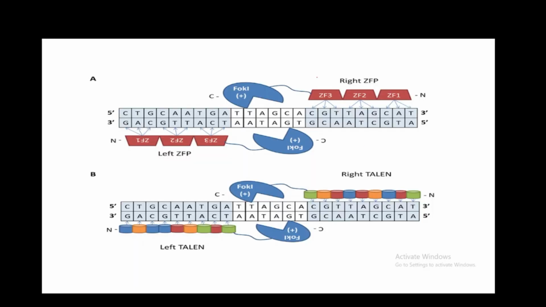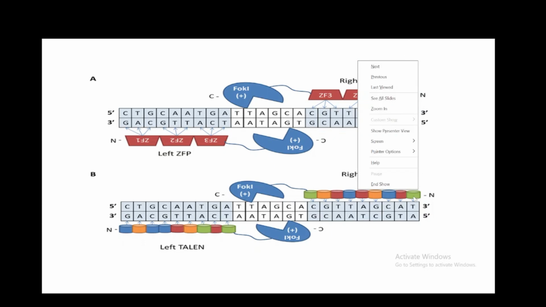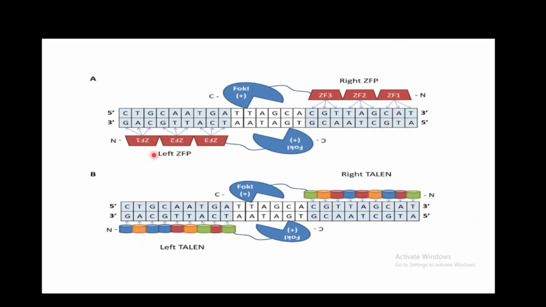So you need to design two sequences. One is the left ZFP, which will bind to the non-coding strand, and the right ZFP, which will bind to your coding strand. Similarly, for the TALENs also, here are the amino acids which will bind. Left TALEN will bind to the non-coding strand, and the right TALEN will bind to the coding strand.